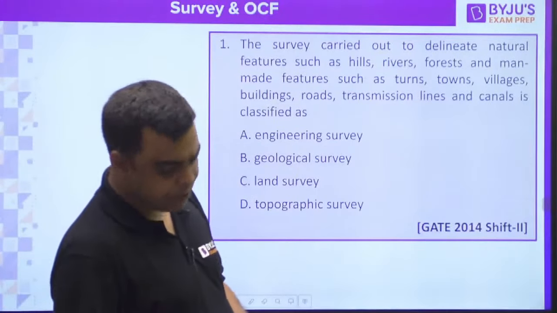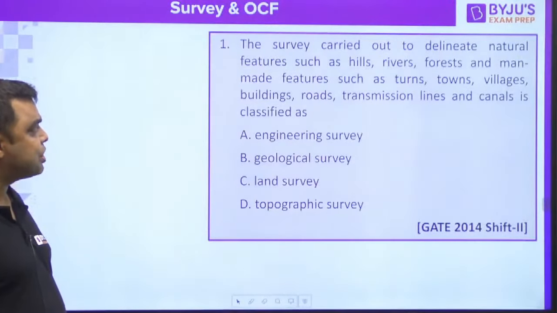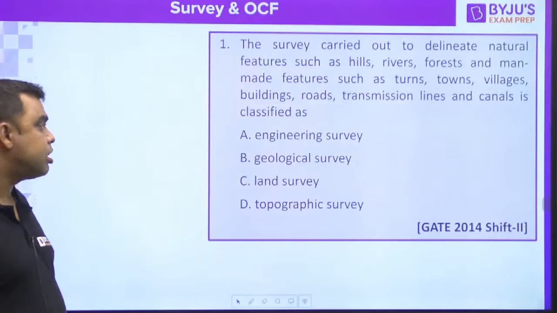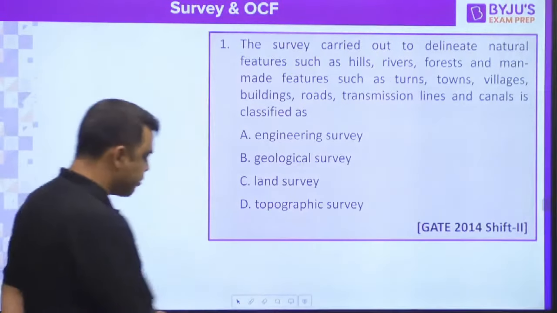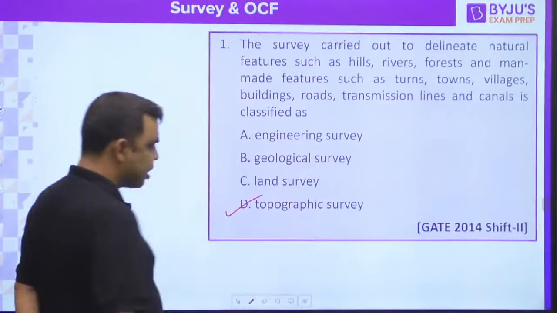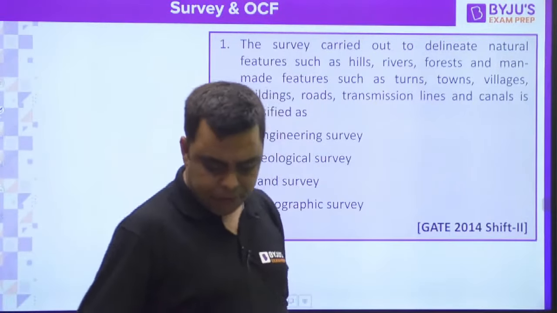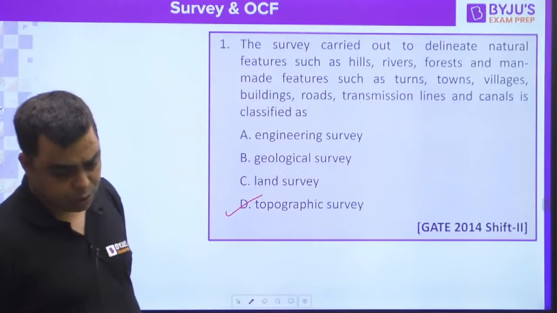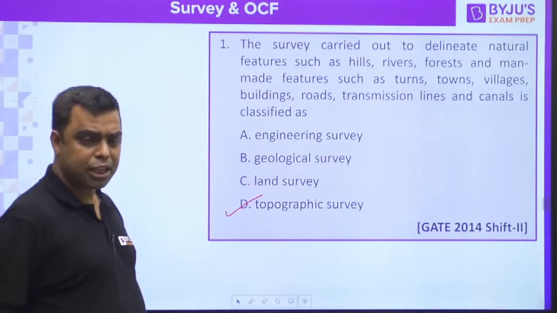The survey carried out to delineate natural features such as hill, river, forest, man-made features such as towns, buildings, road, transmission lines and canal is classified as, definitely the answer will be what? Topographical survey. Yes, very good, guys. Let us move to the next question.